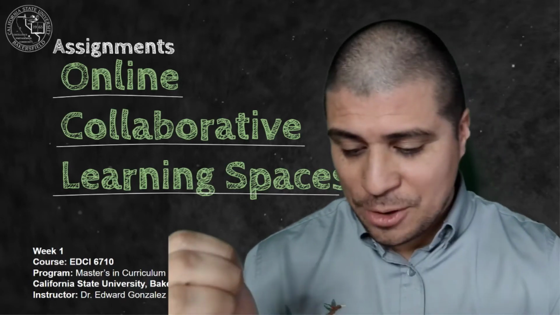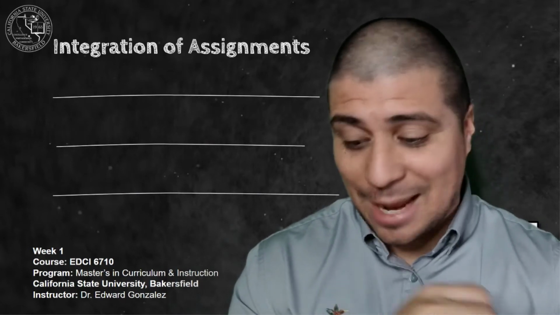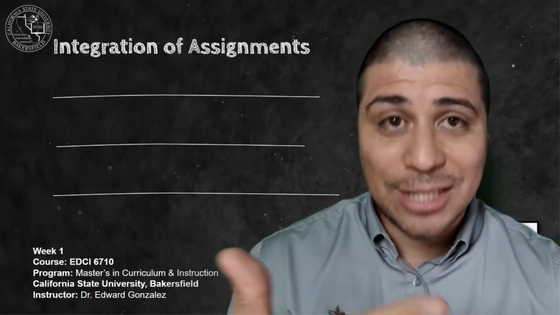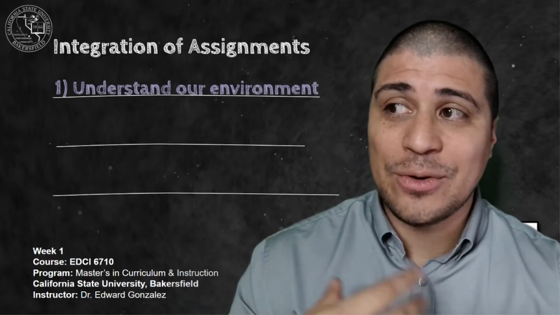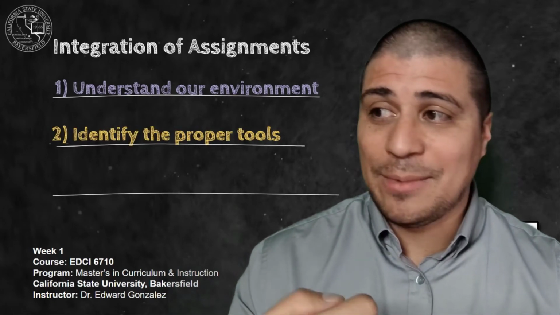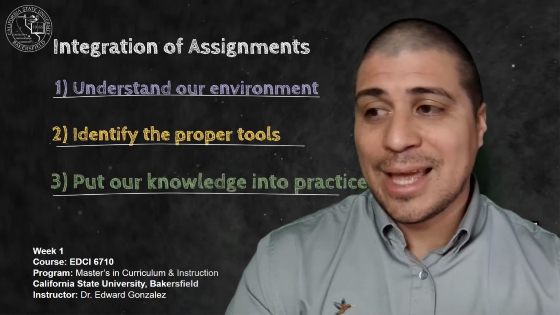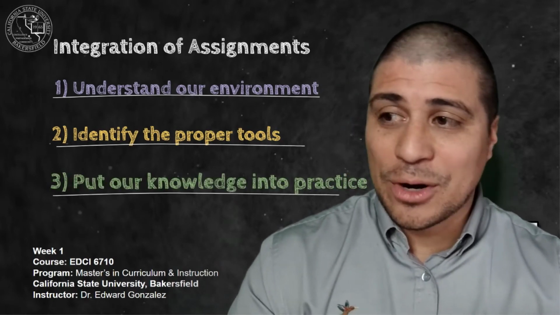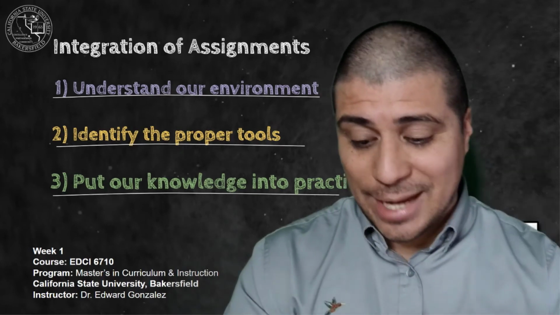And then the next piece, I really want you to understand how the integration of the assignments works, because this all builds up into the signature assignment. So the first thing we're doing with the autoethnography is we're trying to understand our own environment. The next thing, with the digital tools assignment, is we want to identify the proper tools that we can use within our environment. And then finally, with the signature assignment, we're going to put our knowledge into practice. So you can see that we're slowly building up as we get into the end of the course.